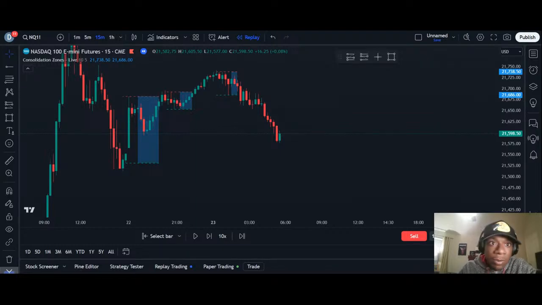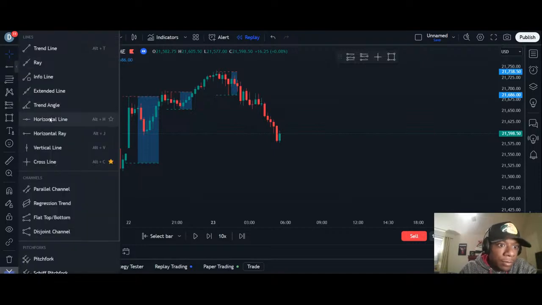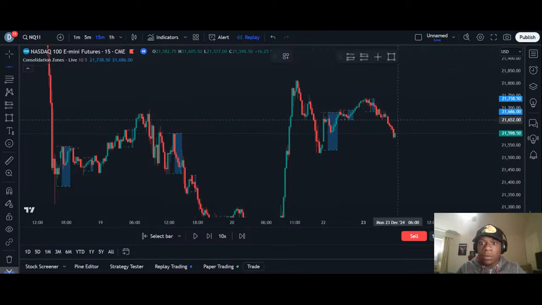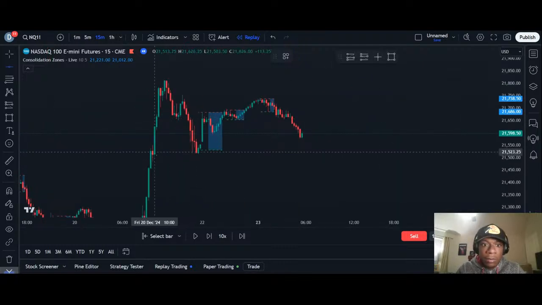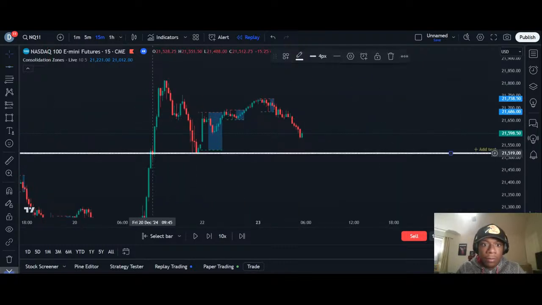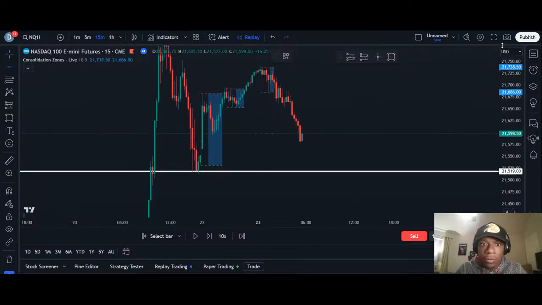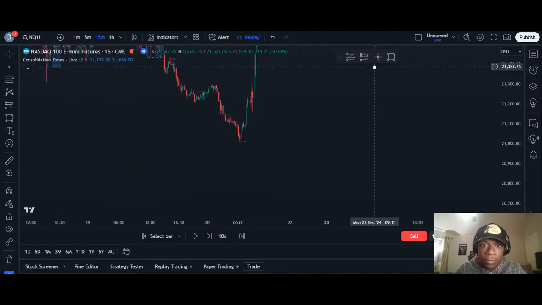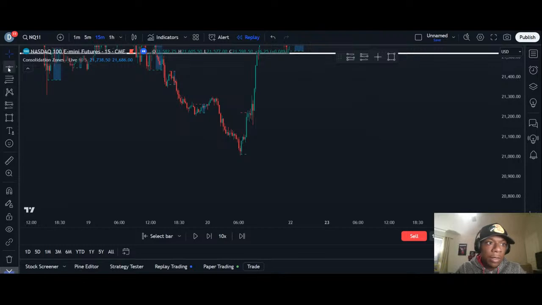Okay, so draw a support level. All right, so we're gonna draw support. Let's zoom out real quick and find some good support levels. All right, we got a support right here. We got some resistance up here. Let's see. Got a support down here.